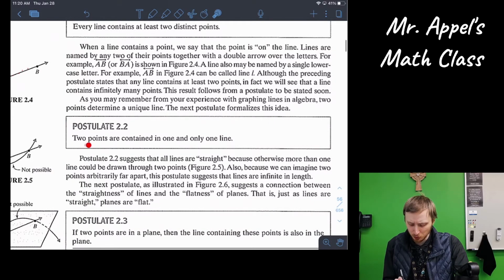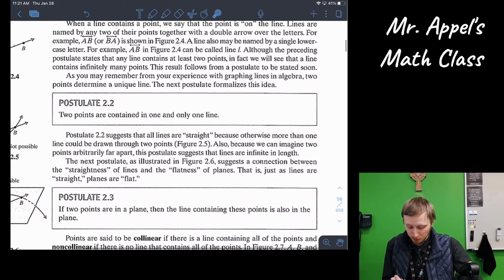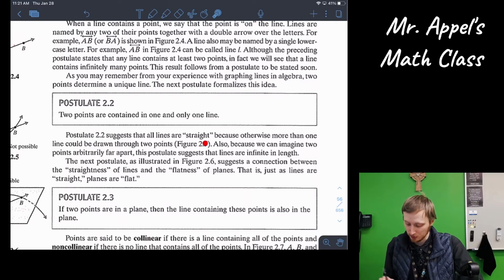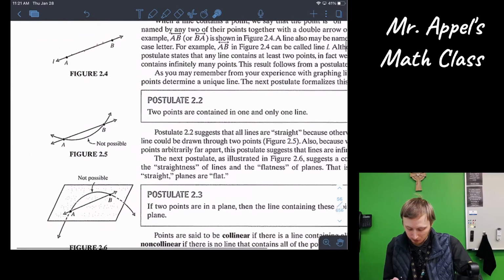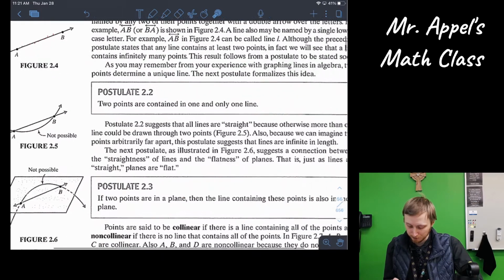Postulate 2.2. 2 points are contained in one and only one line. Postulate 2.2 suggests that all lines are "straight," because otherwise more than one line could be drawn through 2 points. So we have this right here. We have the single line AB, and if you were to draw anything else, any other curve, any other shape, whatever you want to call it, something that goes through and contains A and B, you cannot call that a line.